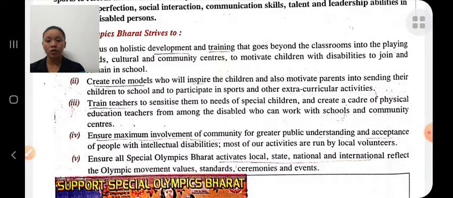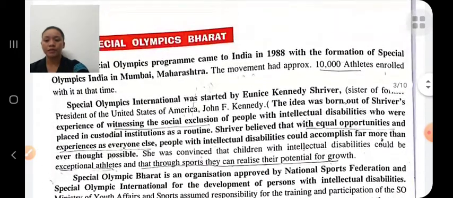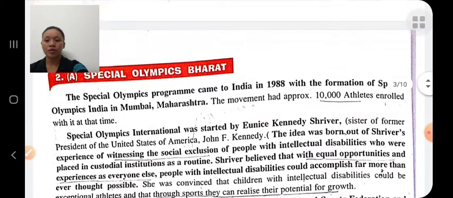Ensure all Special Olympics Bharat activities, local, state, national and international, reflect the movement's values, standards, ceremonies and events. This is what Special Olympics Bharat strives to do. This is about Special Olympics Bharat.